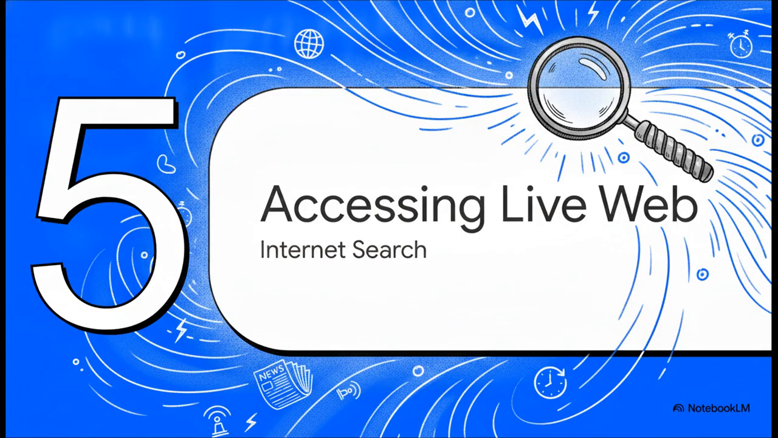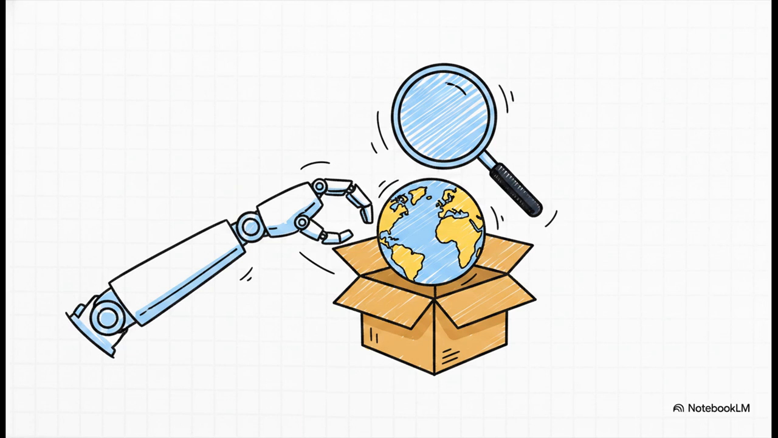Which brings us to section 5, accessing the live web. Okay, time for the climax of the explainer today. We're taking off the training wheels and giving our agent the ultimate tool, the entire internet. And the best part? We don't even need to write the Python code for this one. We just import the built-in Google search tools straight out of the ADK library. It's pre-packaged and ready to go.